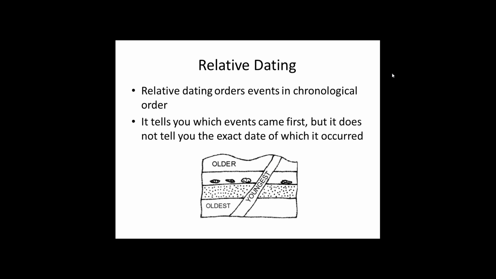So it can tell you which events came first, but it doesn't tell you the exact date on which it occurred. So I have a little picture here to illustrate that. As you can see over here, this layer of rock is older than this layer of rock over here. And also this layer of rock over here is older than this layer of rock over here, or this fragment that cuts through. And you might be wondering, well, how do you know that? That's a good question, and we're going to address that right now.